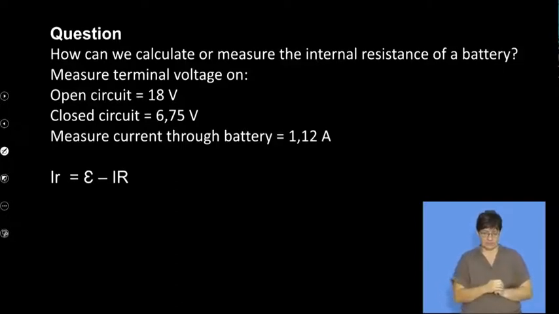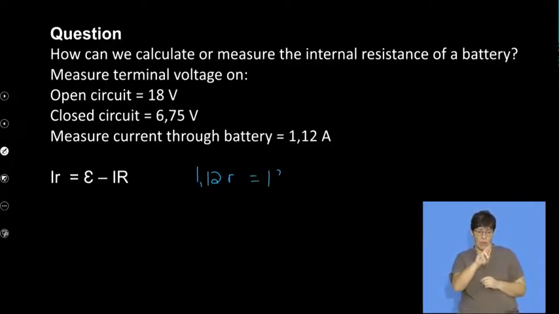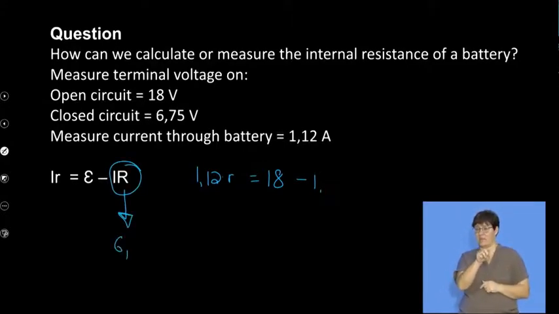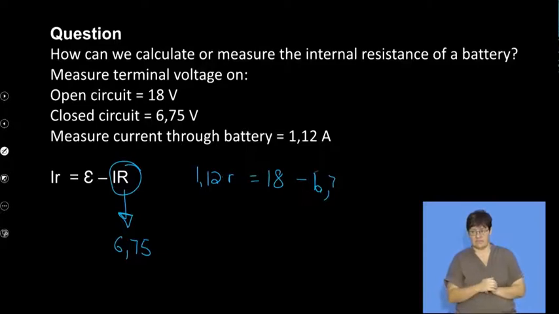So in this case, if we are to calculate the internal resistance, we are able to say the current that we have is 1,12, okay? So now we're doing the substitution. We don't know the internal resistance, which is equal to 18 minus... but be careful, this is the 6,75, which is the V load, so we can go directly and say 6,75. Then we are able to find the internal resistance of this battery.